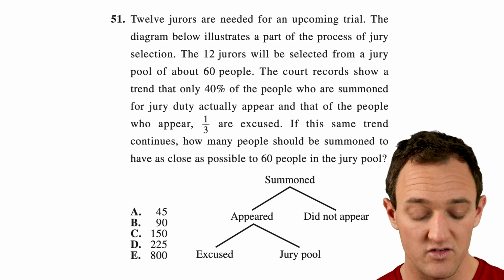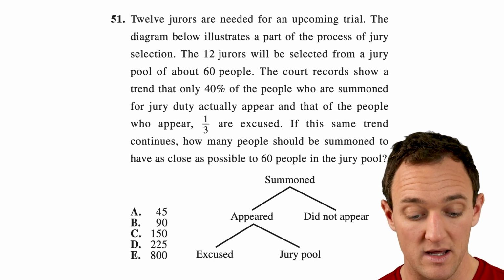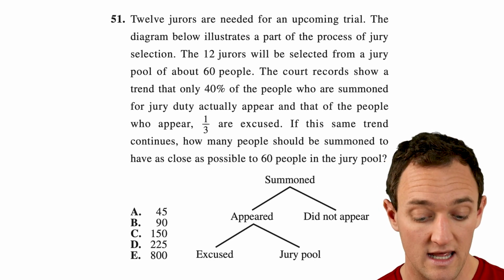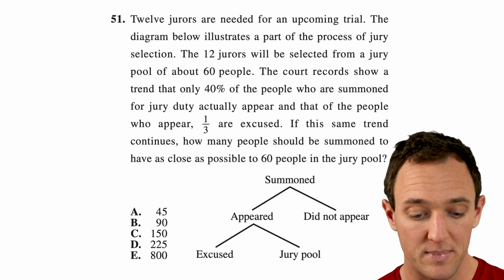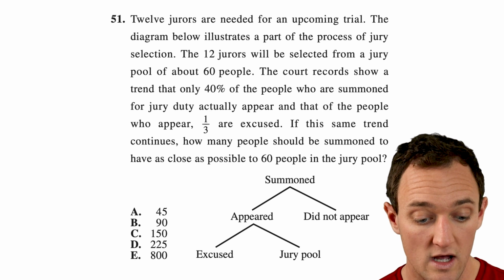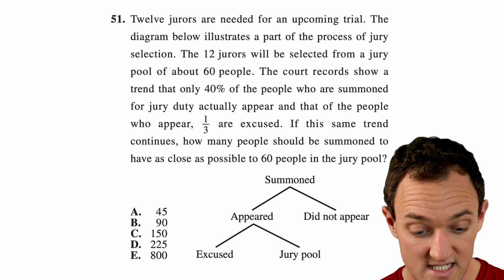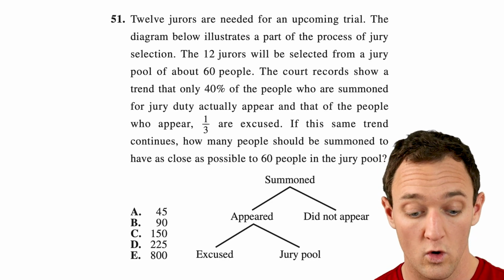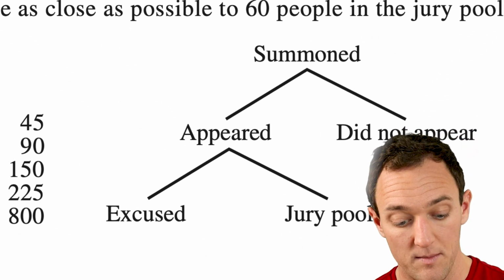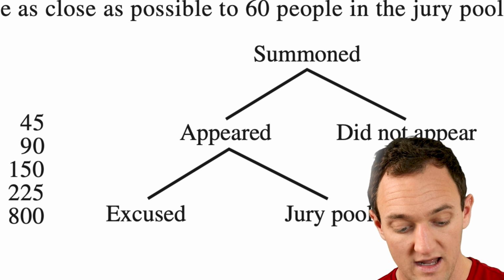And what I mean by that is we have summoned, and summoned is broken down into two choices, appeared and not appeared, right? And the court records show that only 40% of people who are summoned will actually appear. So I would want to go right on this little diagram here, and I'm going to write 40%.